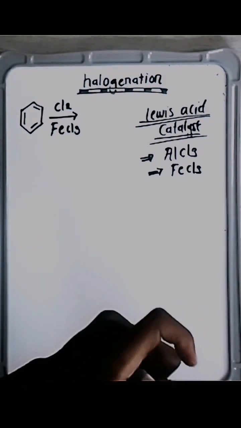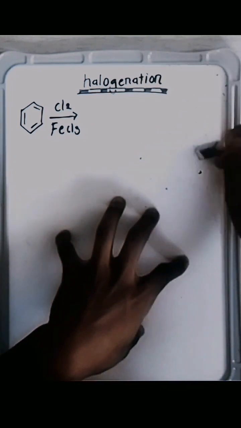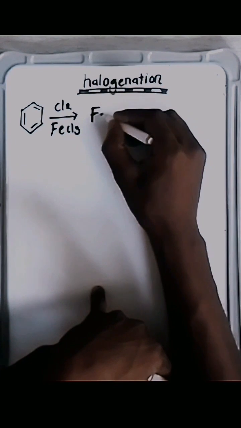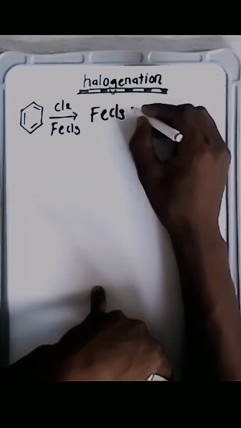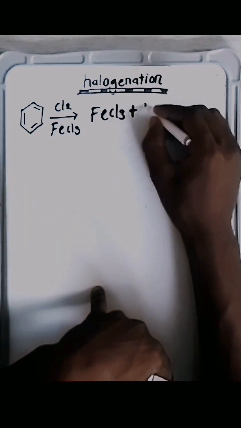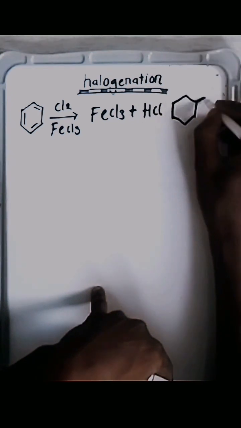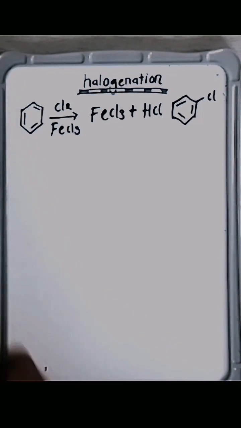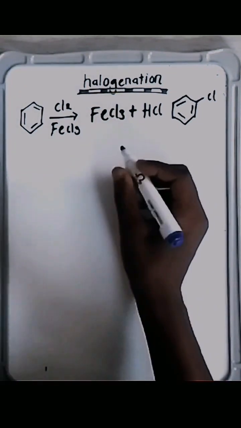So what do you expect to produce? You expect to retain your catalyst, because we define a catalyst as a chemical species that, when it participates in a reaction, is retained. So what else will you produce? You produce hydrochloric acid, and then you also have your chlorobenzene, like that. Let me explain how that is done. The best way is to chunk the mechanism into 4 steps.